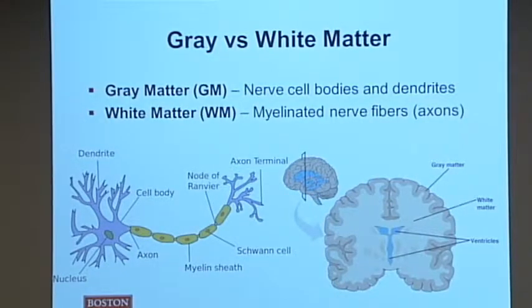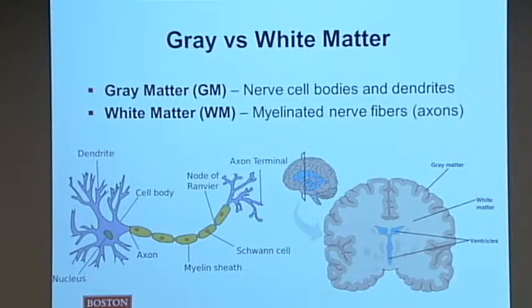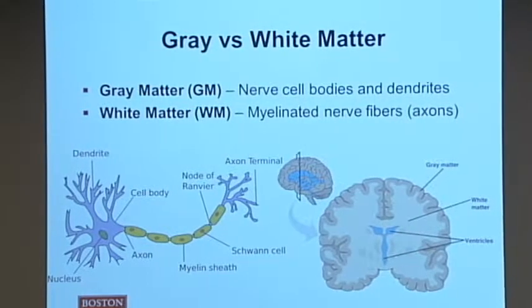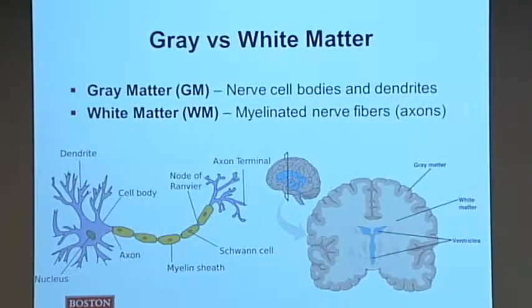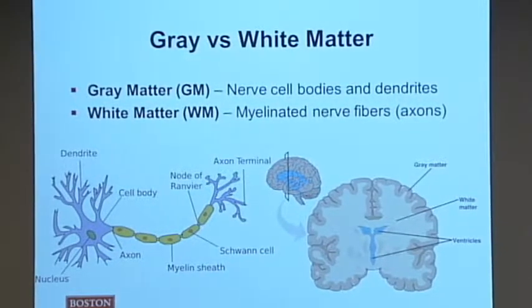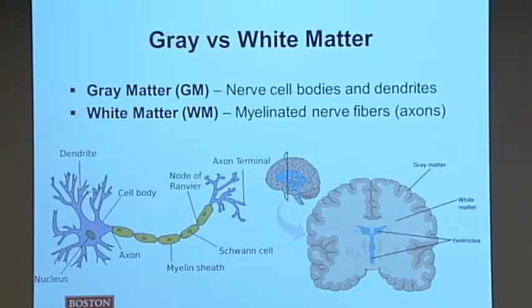Okay, so I'm going to be talking a lot about gray versus white matter. Gray matter is essentially the nerve cell bodies and dendrites. So this is the gray matter around the outside. These are the dendrites. This is the part of the neuron that receives the signal from another neuron. It comes from the axon of another neuron. And this is the nucleus.